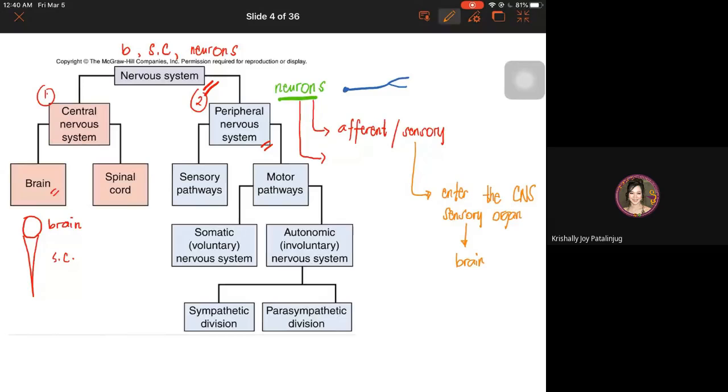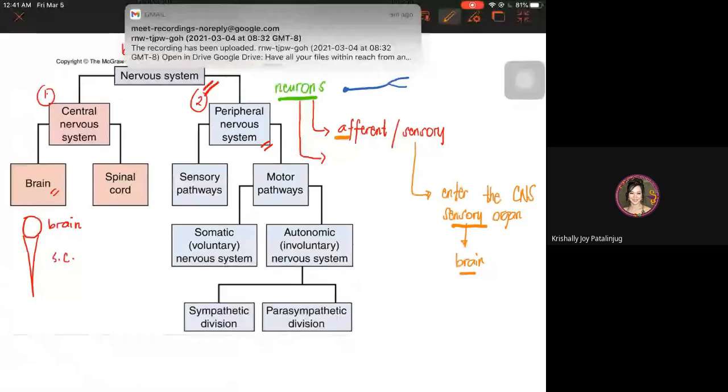So, yan yung inference natin kapag ang isang neuron papuntang CNS, ibig sabihin, yung neuron na yan carries impulses from the sensory organ going to the brain. Again, afferent or sensory neurons, they carry impulses from the sensory organ towards the brain. So, palapit ng utak. From sensory towards the brain.